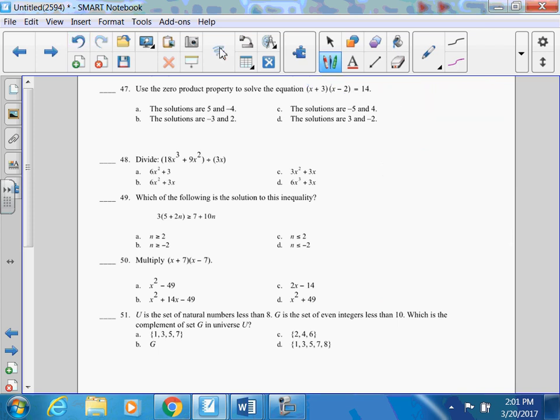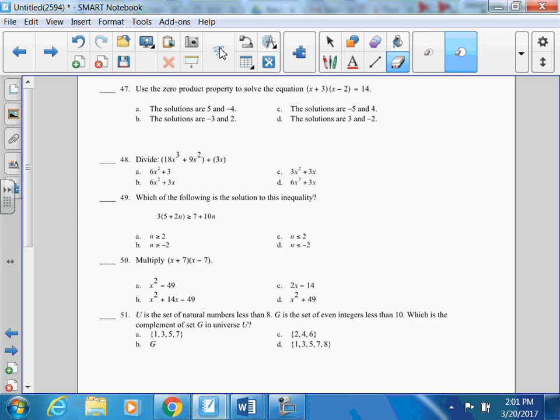Now, there is another way you could do this. You could actually plug in the numbers. Let's say we tried these right here. Both of these are your x's. 5 and 4 are your x's. So plug in 5 for x. If you plug in 5, you get 8 here. Plug in 5, you get 3 here. 8 times 3 is not 14. Okay, so 5 would not be a solution.